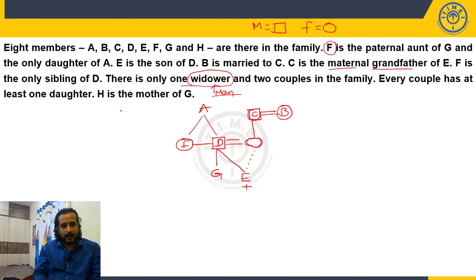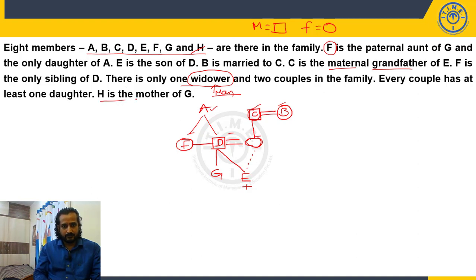Okay. Every couple has at least one daughter. So in a family, how many members are there? 8 persons are there. Every couple has at least one daughter. Yes, A is having one daughter. B is having one daughter here. D is having one daughter. But so far, how many persons' information is done? 1, 2, 3, 4, 5, 6, 7, 8. We have 8 members in the family.